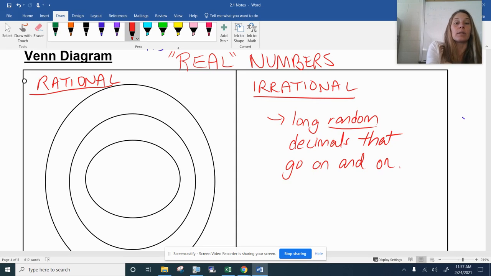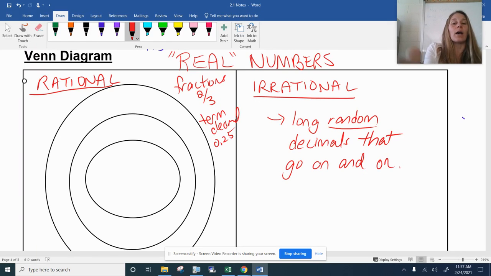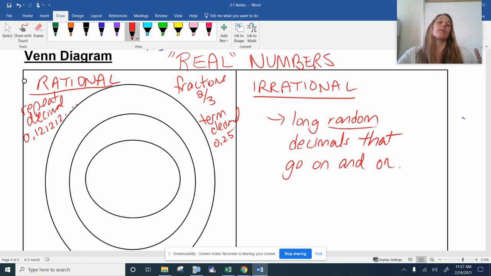Okay, now if it's not a long random decimal that goes on, it's a rational number, right? And this includes the fractions, so let's say like 2/3 or something. It includes terminating decimals, so that would be like 0.25. And it also includes repeating decimals, similar to, let's say, 0.121212. So yes, even though that one goes on and on and on, it's rational because it's 1, 2, 1, 2, 1, 2, 1, 2.